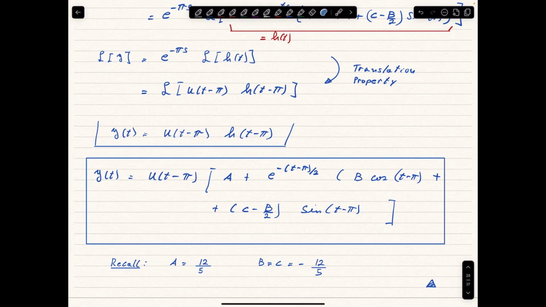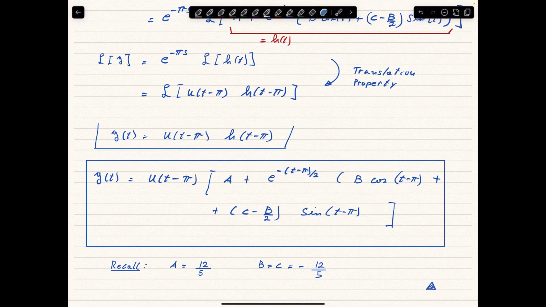So this is how we use the translation properties and everything we know to find solutions of a differential equation with a step function on the right hand side.